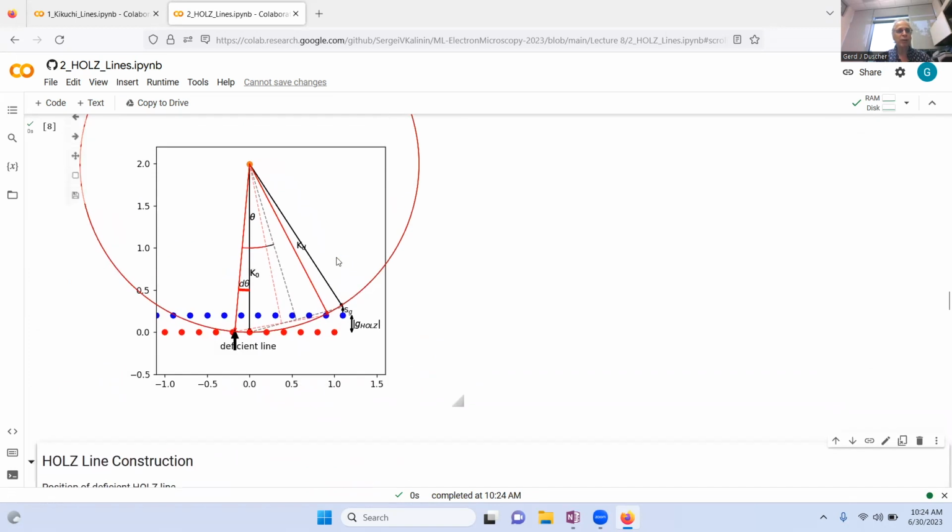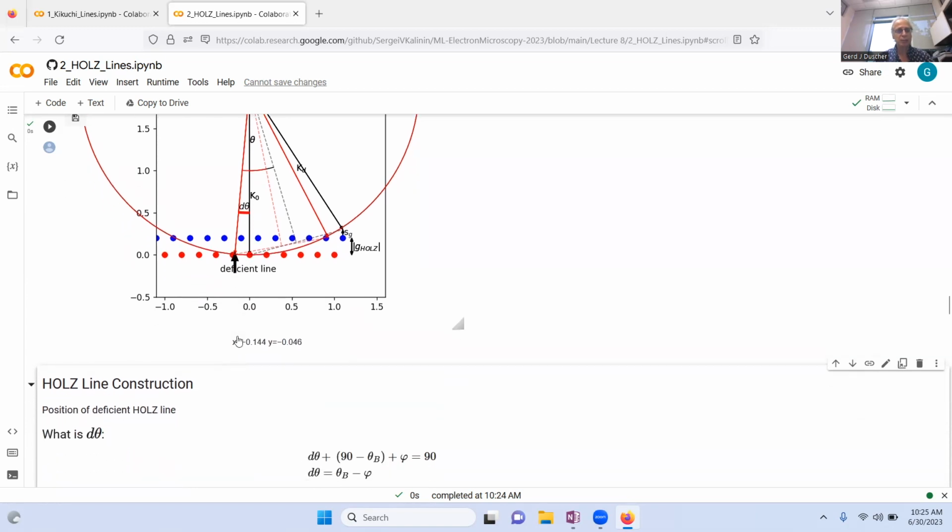Let's look at how we do our Holz line construction. Again, we have an incoming beam. We have an excitation error, and we do the same thing as before. So if we have it perfectly aligned, perfect Bragg condition, we have the incoming beam down here and over here, and we tilt it out a little bit. Now we have an excitation error, and we have our third dimension vector in reciprocal space here, and we get a deficient line over here.